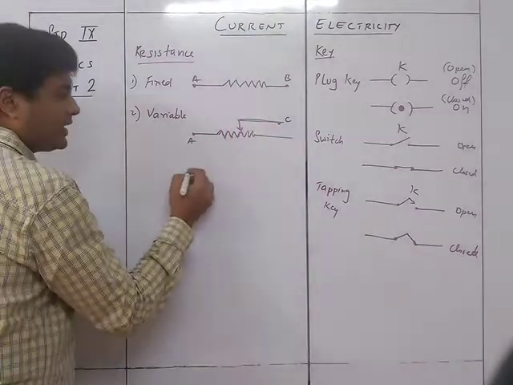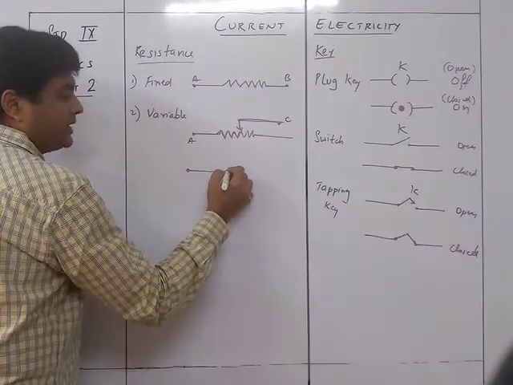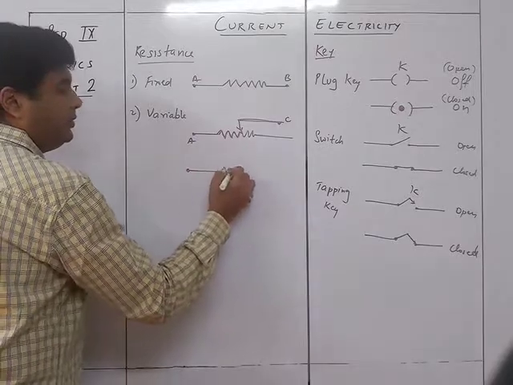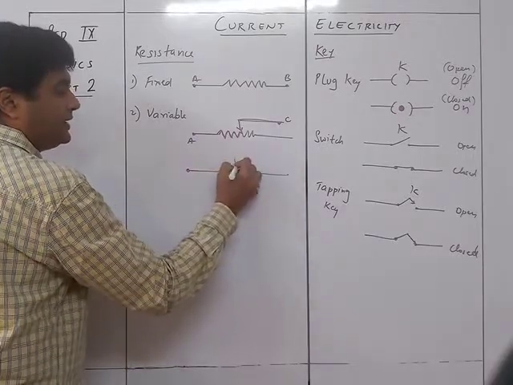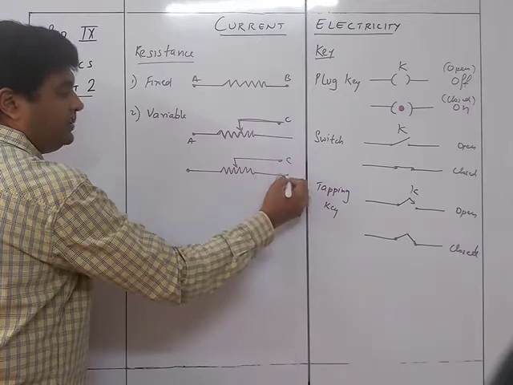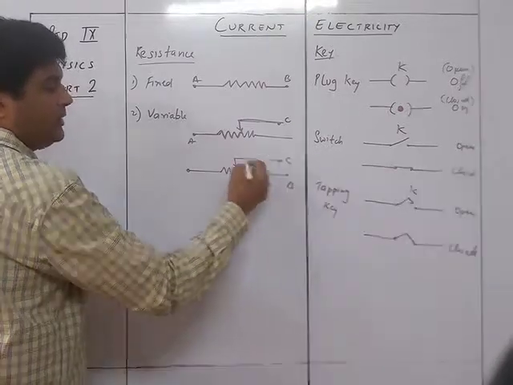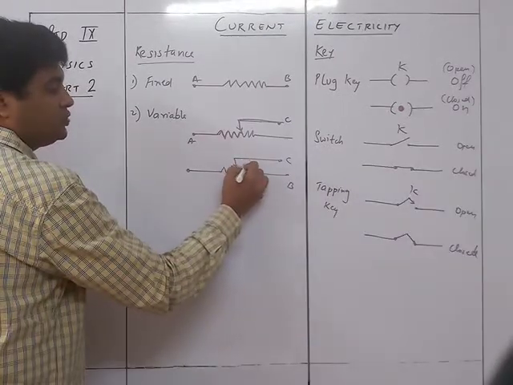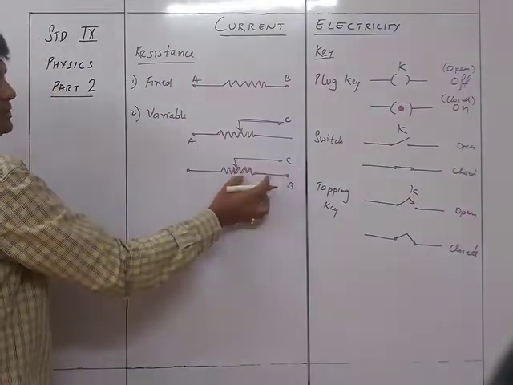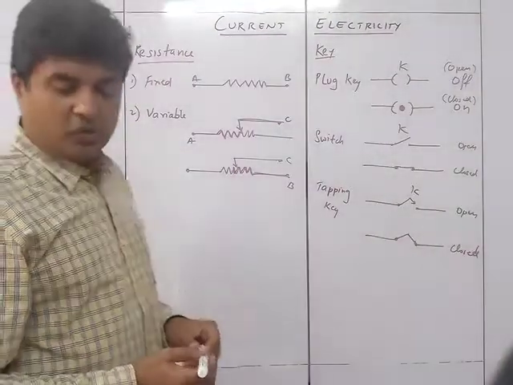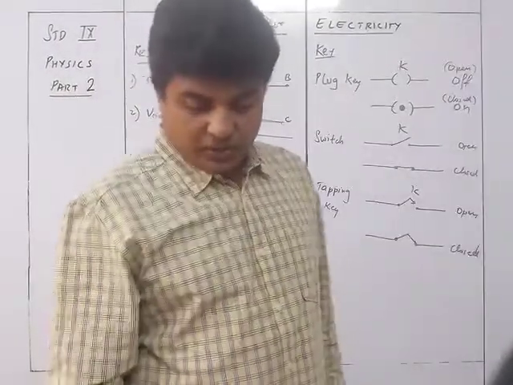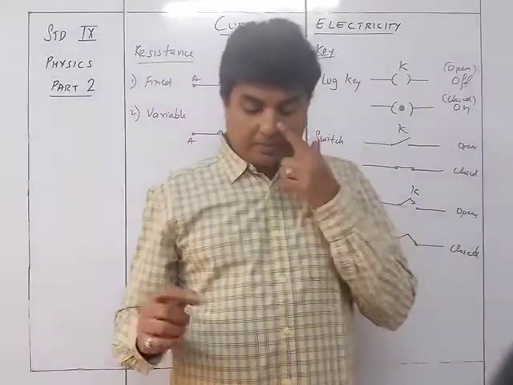And if you are connecting it this way, that the connection is made not at A, but over here, C and B, then it is going to be this much resistance which we are talking about. They are shown over here in the textbook in red color. So then the resistance will be BC.